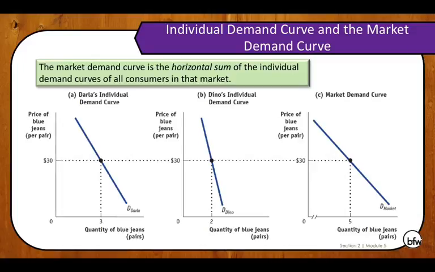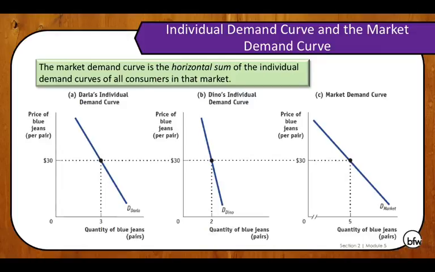So far we've been talking about the individual demand curve. So each person has a different individual demand for a good or service. And so in graph A, we can graph Darla's individual demand curve for blue jeans, and you can see that Dino has a different individual demand curve for blue jeans because they each have a different willingness or ability to pay for blue jeans. So they have different demand curves. Each individual has a different demand curve than another individual for blue jeans.